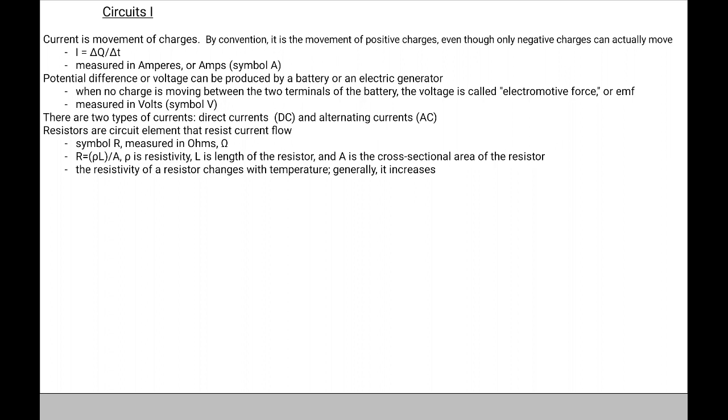Now, the resistivity of a resistor changes with temperature, so rho changes with temperature, and generally it increases. So with higher temperature, resistivity increases, which means that the resistance also increases.